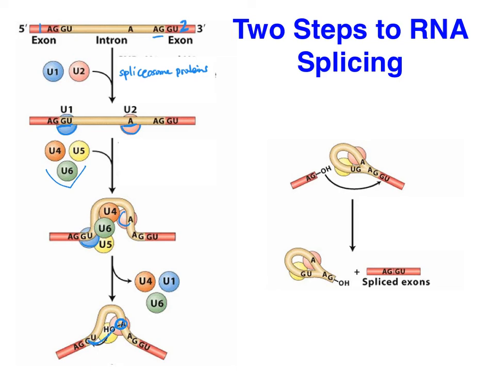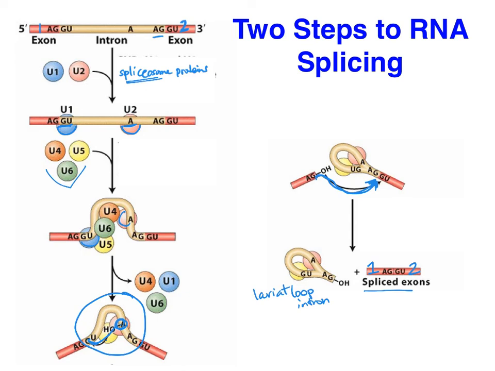And then the first exon is allowed to connect together with the second exon. Now we've got exon 1, exon 2 together, and the loop of intron sequence, the lariat of intron sequence. So we've got these spliceosome proteins helping to bring together this loop of the intron so that exon 1 and exon 2 can come together and be joined together.